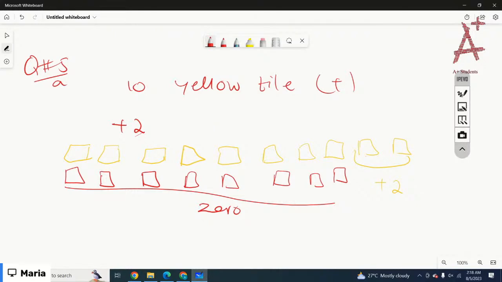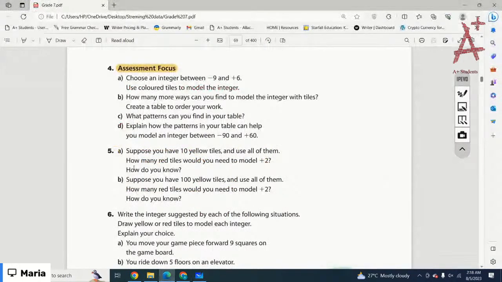I think the question is how many red tiles you have to use. How many red tiles would you need to model positive 2? So we need 8 red tiles to model positive 2, right? If you have any questions, please write them down in the chat box.